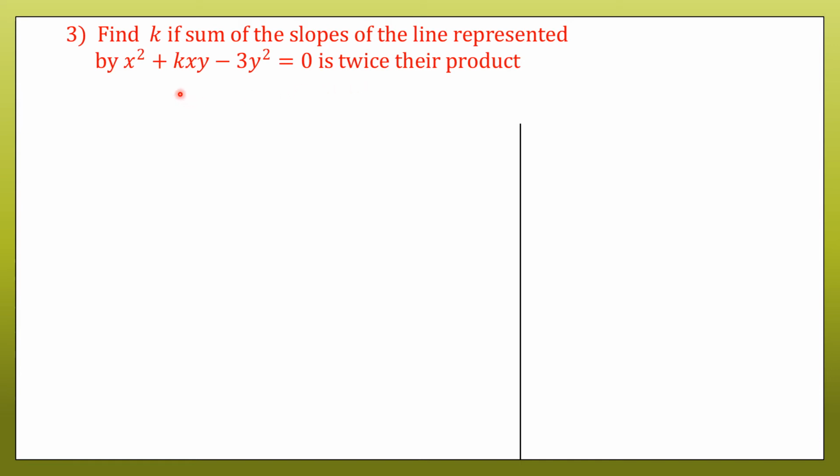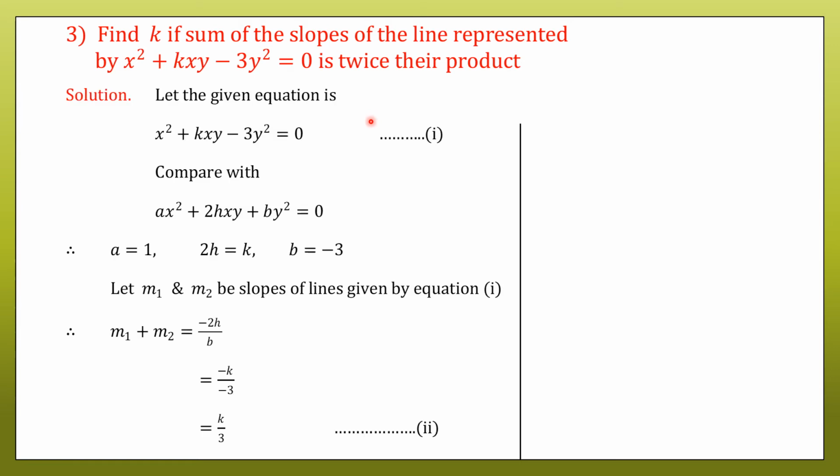Suppose these are two lines. The first line has slope m1, the second has slope m2. The condition is that the sum of the slopes of the lines, that is m1 plus m2, is twice their product. Then m1 plus m2 equals 2 into m1 multiplied by m2. Using this condition, find the value of k.